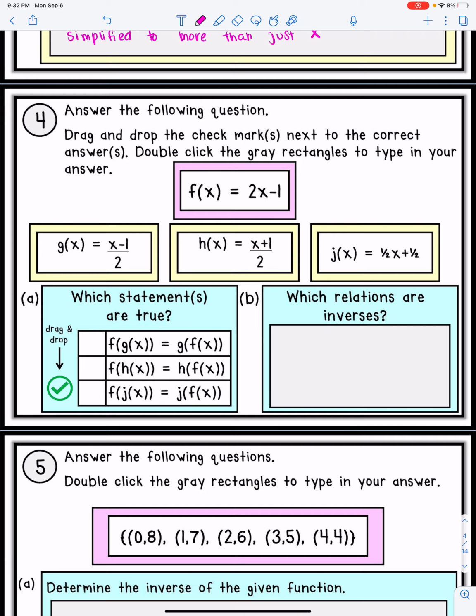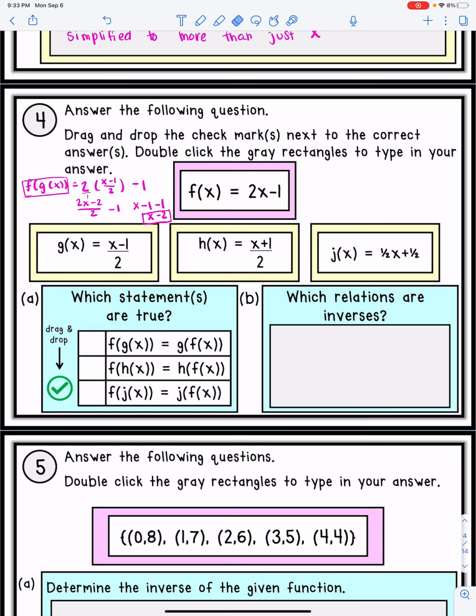So f of g of x, we're going to start with f, 2, leave x blank, minus 1. We're going to put g of x inside of it, x minus 1 over 2, and let's simplify. So this is really 2 over 1, so we have 2x minus 2 over 2, minus 1. That all simplifies to x minus 1 minus 1, so x minus 2. Okay, so f of g of x is x minus 2.